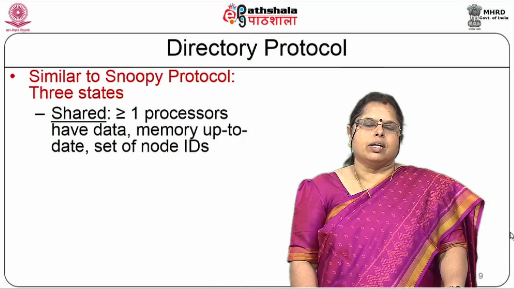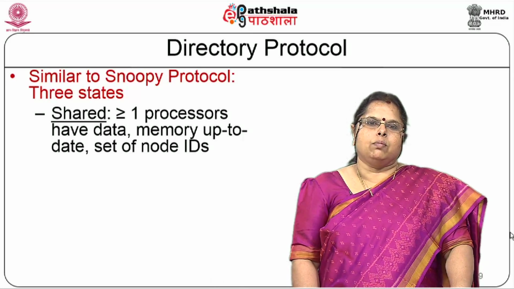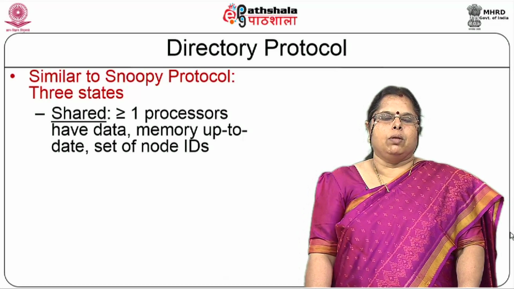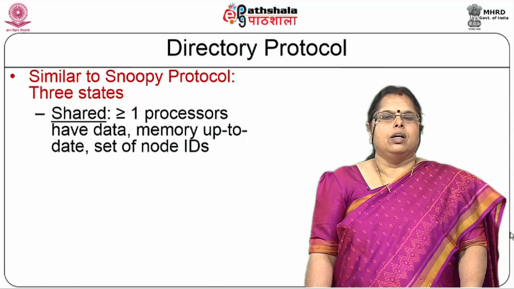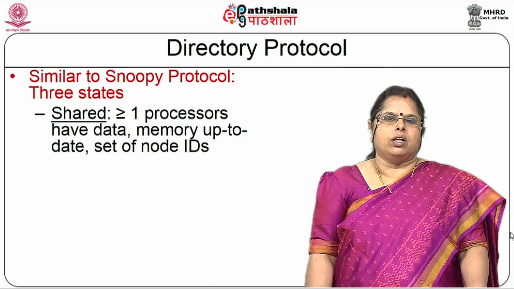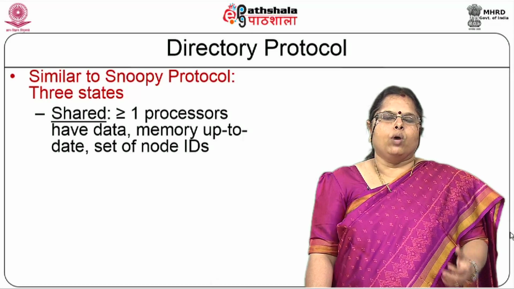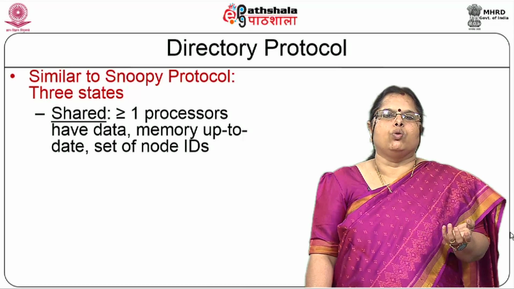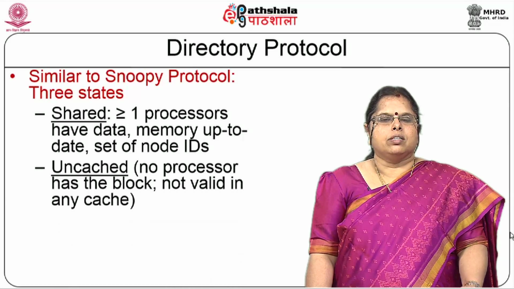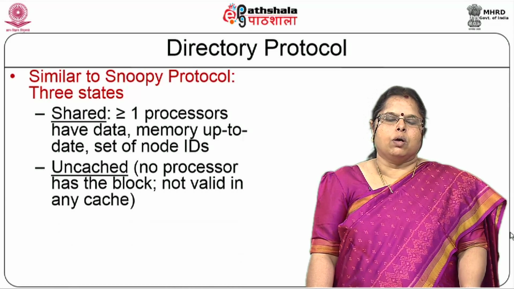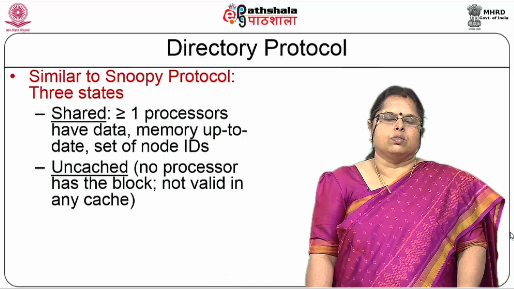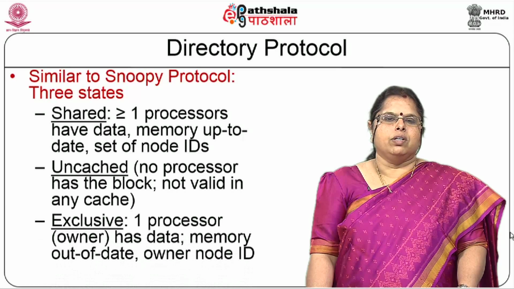As far as the cache block status are concerned, it is the same as that of your Snoop based protocol. A block can be available in a shared state, which means that more than one processor has the data, and we assume that the memory has up to date information about the data, and you have a set of sharers which is maintained, which will give you the IDs of all the nodes which have shared this data. The second possibility is a memory block has not been cached by any of the processors. So, no processor has this block, so it is not valid in any of the caches.